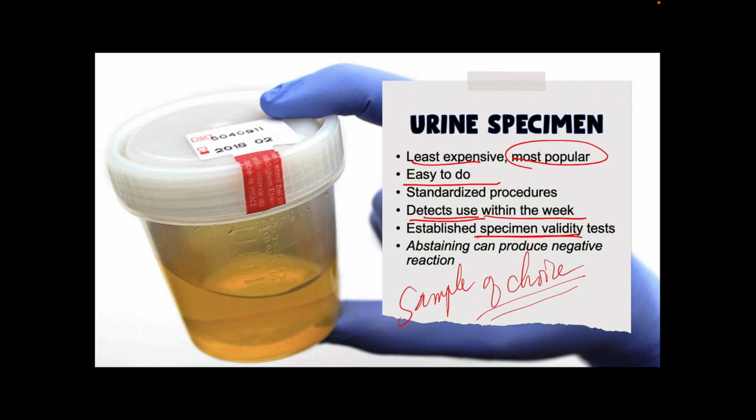However, one of the major drawbacks of urine sample is that abstaining from drugs can produce a negative reaction. However, despite this, the metabolites in the urine can be detected for a longer period as compared to the blood. So those are the pros and cons of urine sample.